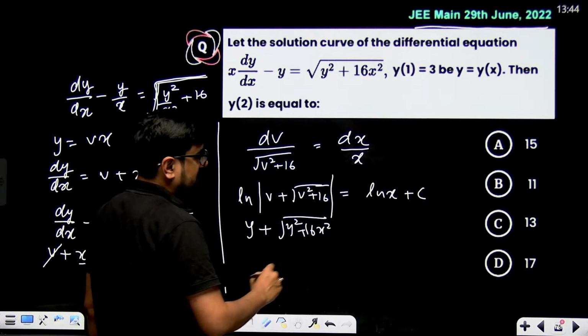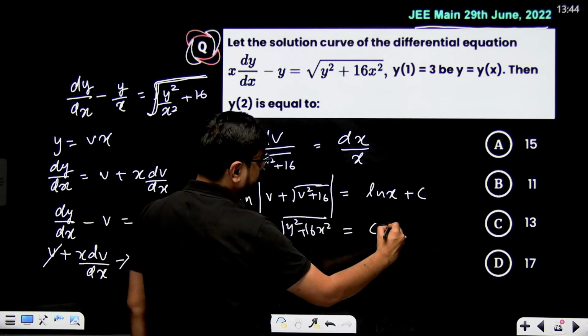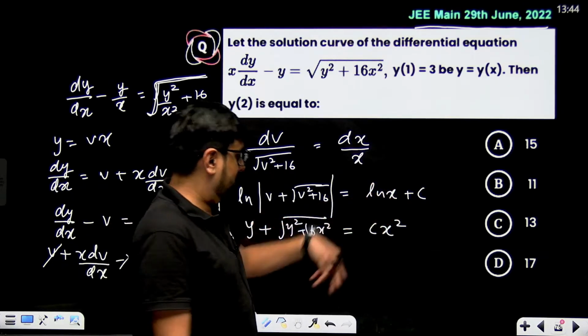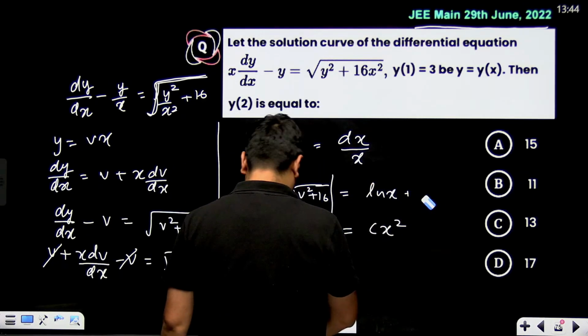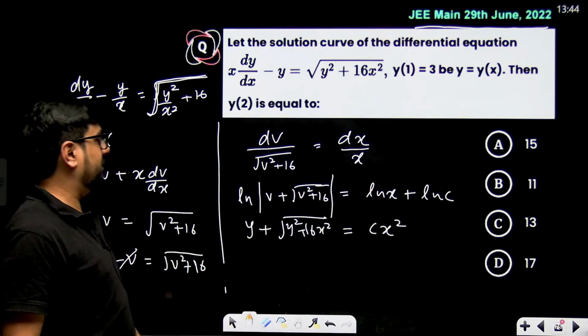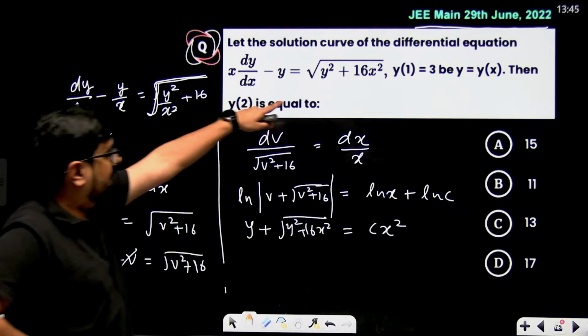y will get cancelled this side, and this side will have cx square, right? ln of x, and instead of c we will take ln of c. In constants we take ln only, so that we can convert everything. Okay, the resubstitution will give you this. Now put 1 and 3.